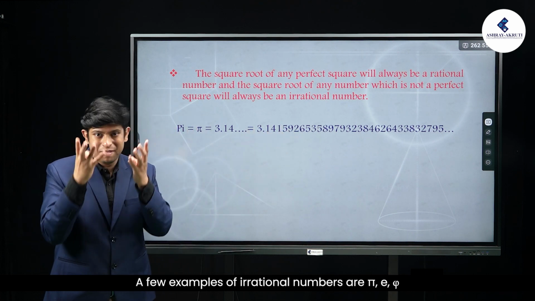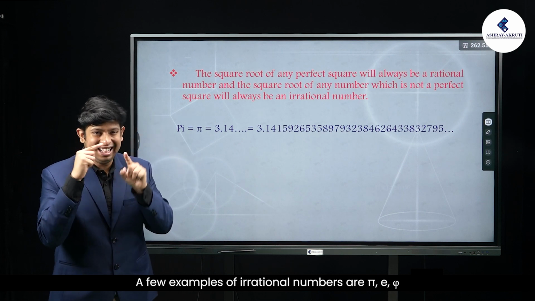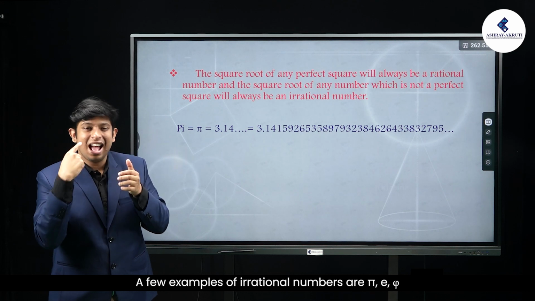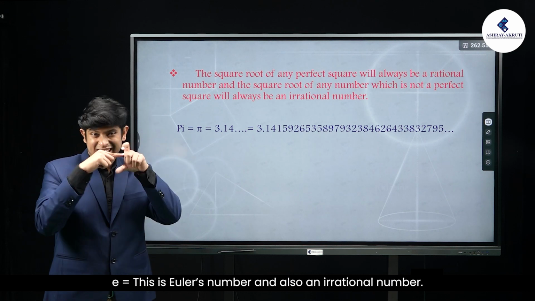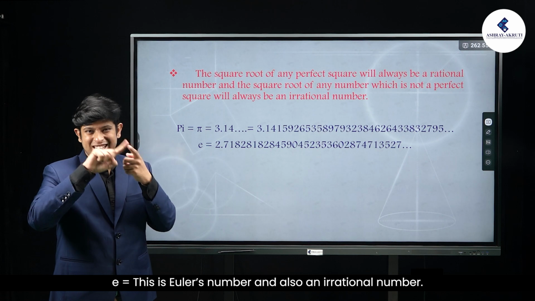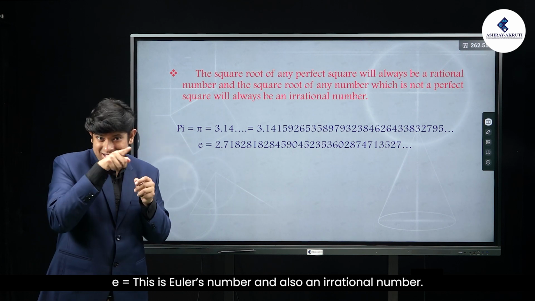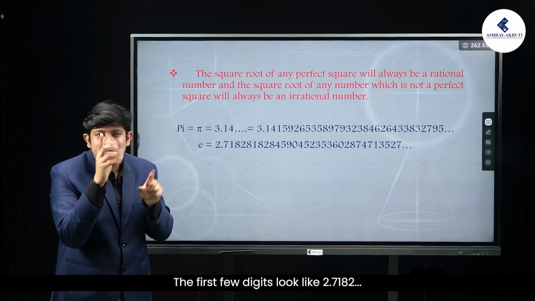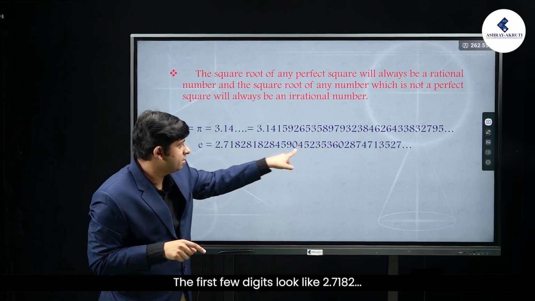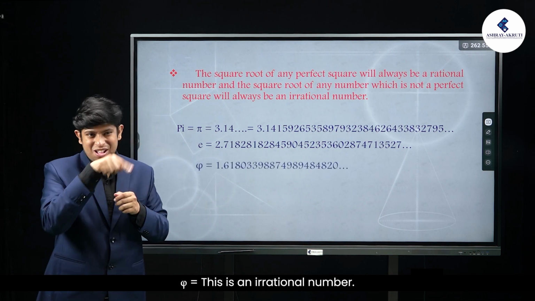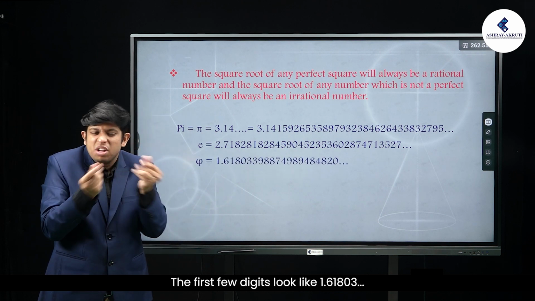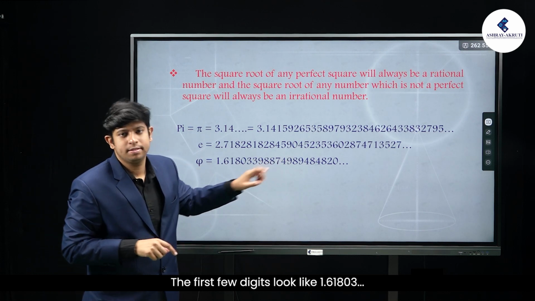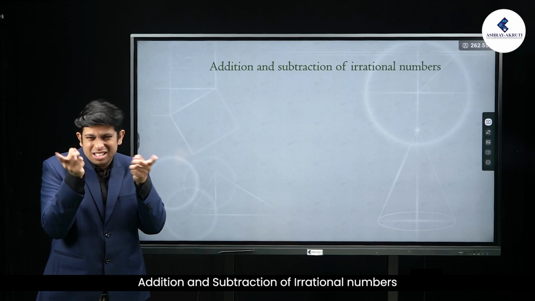A few examples of irrational numbers are pi, e and phi. e is Euler's number and is also an irrational number. The first few digits look like 2.7182, and so on. Phi is an irrational number. The first few digits look like 1.61803, and so on.